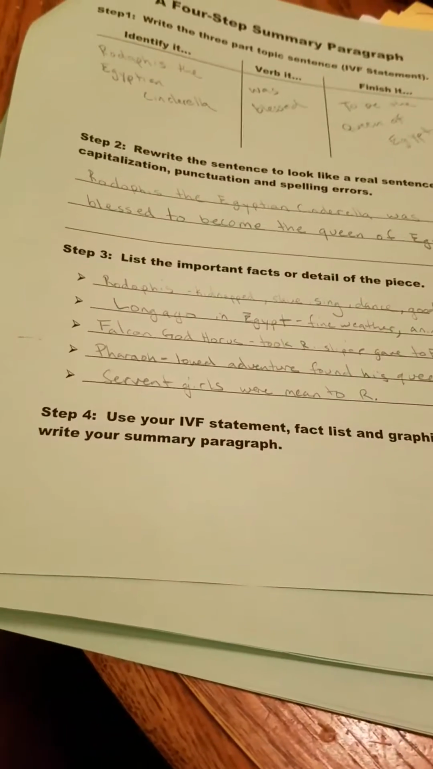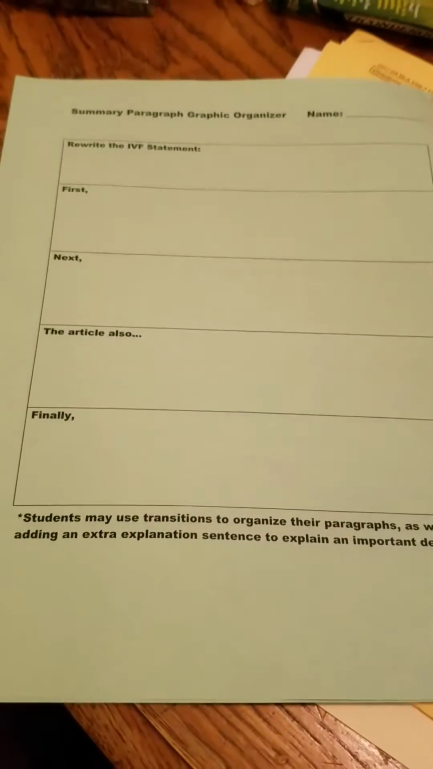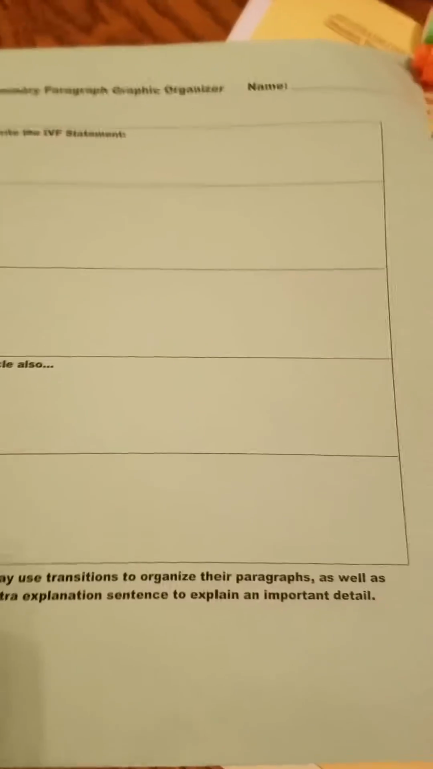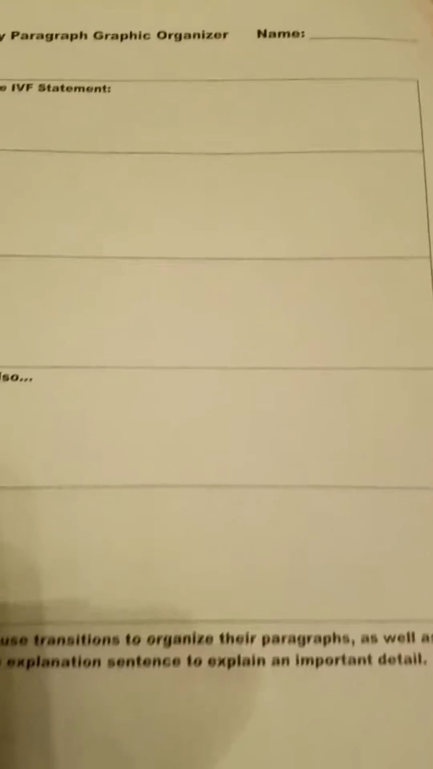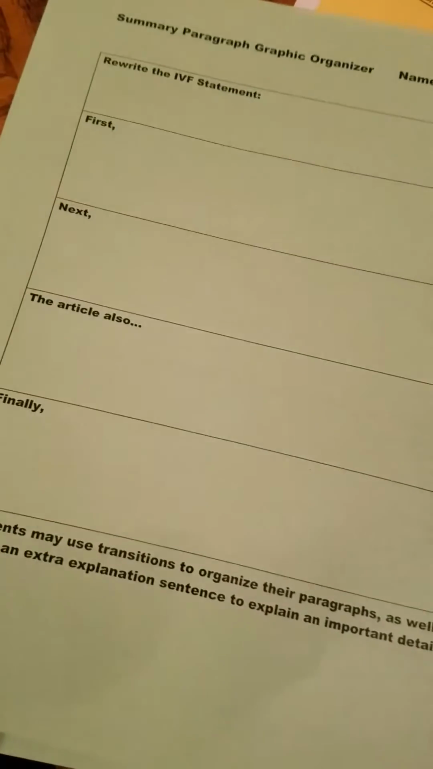So now my step 4 is to use the IVF statement, fact list, and graphic organizer to write the summary paragraph. So I'm going to take all this information from this page and then I'm going to put it over here in a nice, neat paragraph. Like I said, I'm not going to show you the video of my paragraph, but I can give you something orally and then you can write it in. So it says rewrite the IVF statement. So I'm going to literally rewrite step 2. Rodolphus, the Egyptian Cinderella, was blessed to become the queen of Egypt.